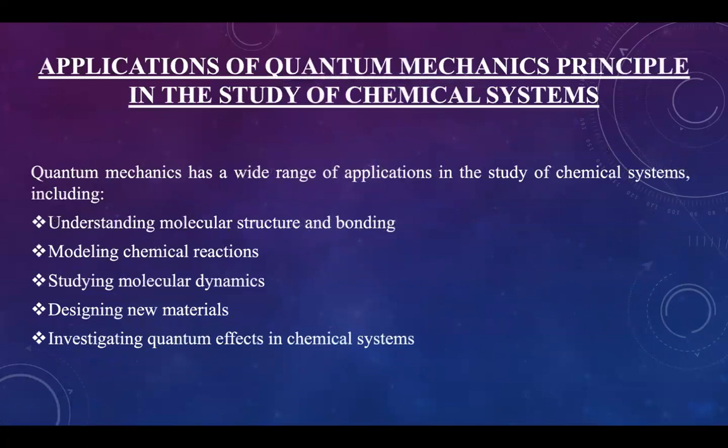Application of quantum mechanics principles in the study of chemical systems. Quantum mechanics has a wide range of applications in the study of chemical systems, including understanding molecular structure and bonding, modeling chemical reactions, studying molecular dynamics, designing new materials, and investigating quantum effects in chemical systems.